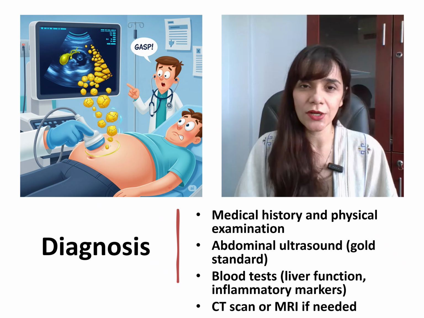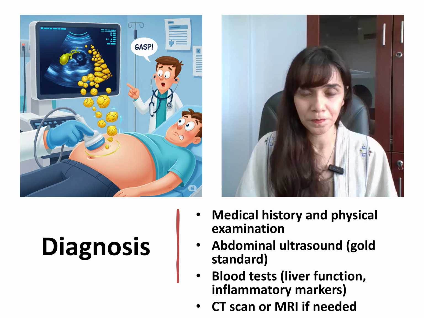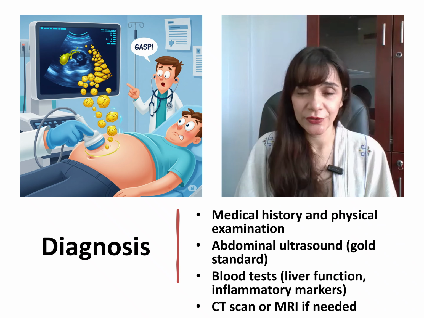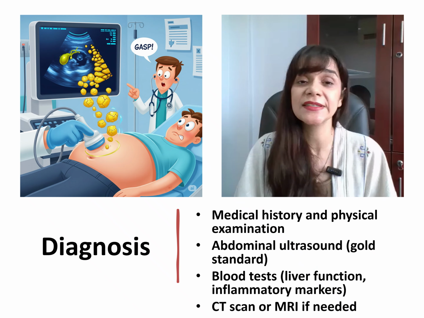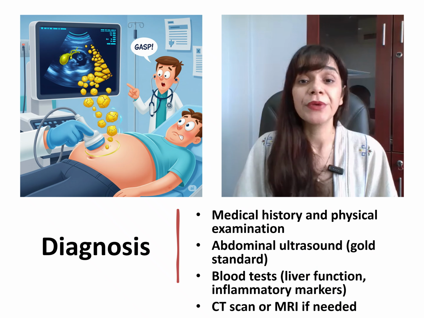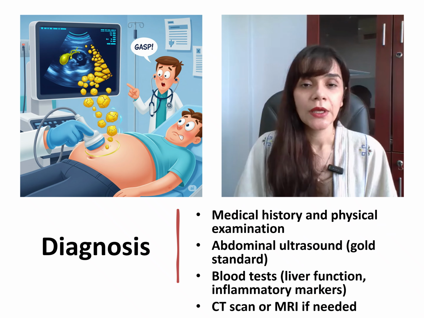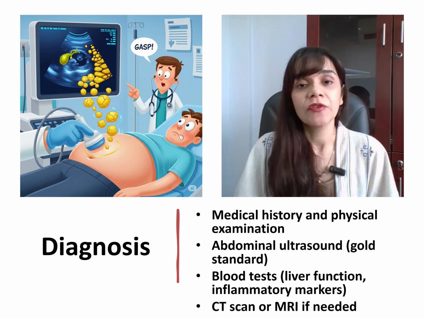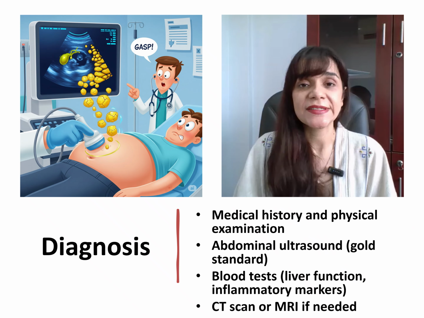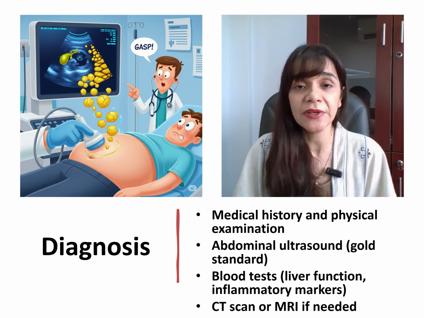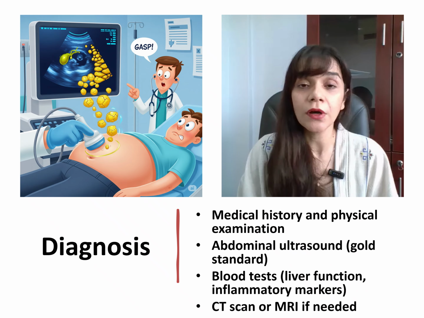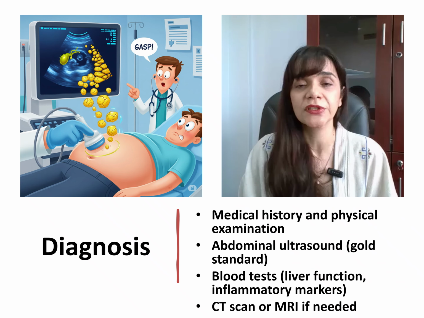Key steps in diagnosis are history and physical exam, abdominal ultrasound as a first-line imaging, and blood tests such as CBC, liver function tests, bilirubin, and inflammatory markers. And if there is a need for more detail, we can use CT scan or MRCP. In MRCP, we can visualize the biliary tract completely. And if there are other possibilities based on our differential diagnosis, we will do anything that is needed.